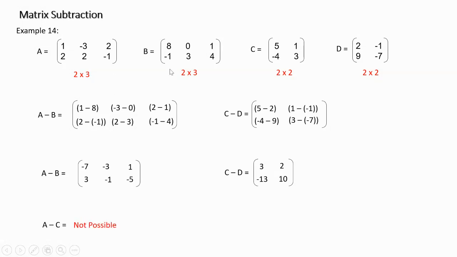And similar to the previous slide, A minus D cannot be done. It's not possible. Why? Because the matrices are not the same size. These are 2 by 3, these are 2 by 2.